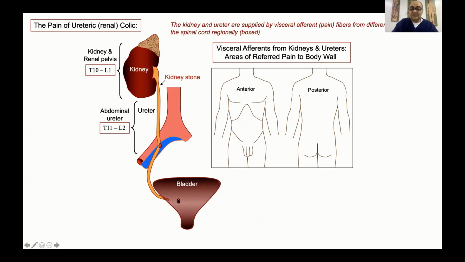So now the stone is stuck at the opening part. Where will the pain be felt? The pain will be felt in the pelvic ureter if the stone is stuck there. The pain will be felt at L1 and L2. So guys, these boxes you need to connect, and they are connected to these sites. What we were talking about at the PUJ: T10 to L1. In the abdominal ureter, if it's stuck, T11 to L2. And if it is at the ureterovesical junction, L1 and L2.